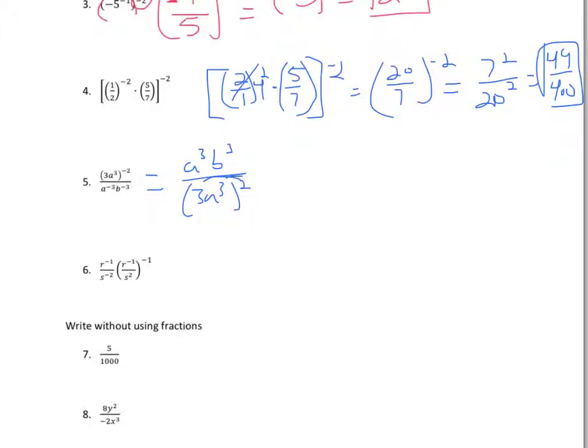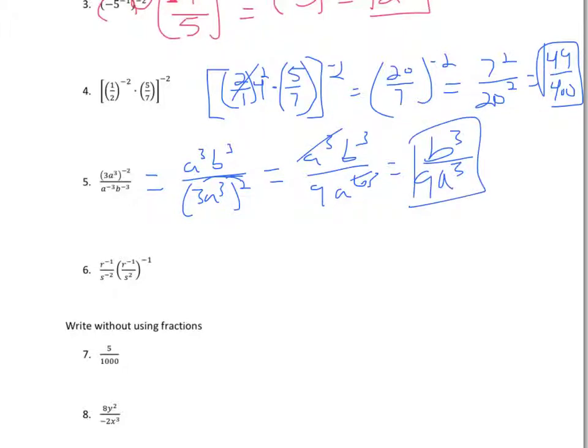Now we have to distribute our 2. A cubed b cubed over 9a to the 6th. All right, cancel out as many a's as you can. You're going to have 3 left in the bottom, so it's going to be b to the 3rd over 9a to the 3rd.